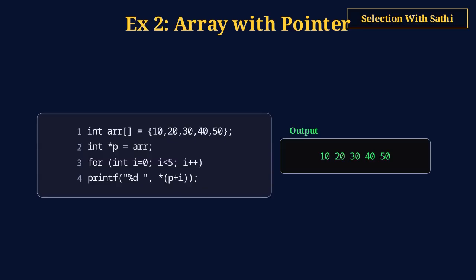Alternatively, we can do *p++ in the loop, which dereferences the current position and then advances the pointer. Both approaches print 10, 20, 30, 40, 50.